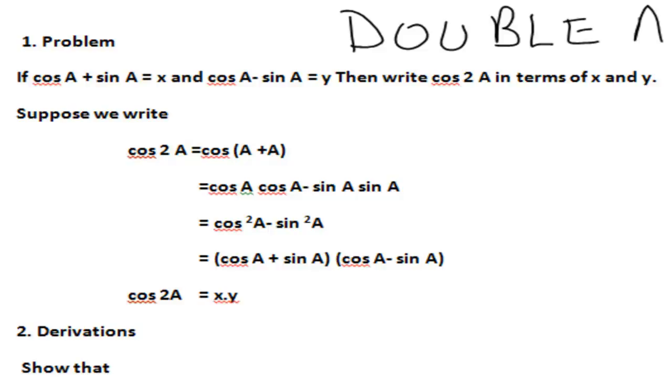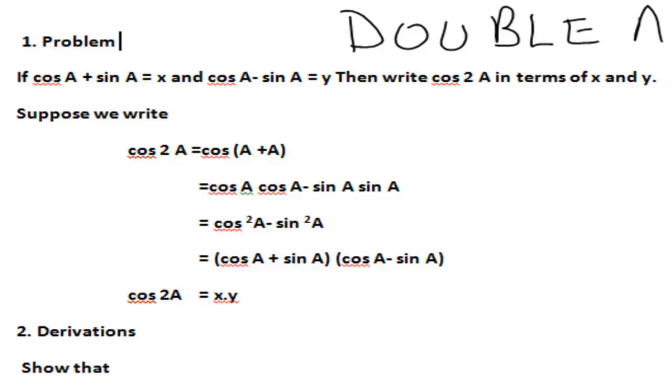x and y. Now suppose cos of 2a is cos of a plus a, then we can use this as a double angle, but wherever we have the b, we replace it by a. So this is cos a cos b, which is now becoming cos a minus sine a, which is cos squared a minus sine squared a. Now cos squared a minus sine squared a is cos of a plus sine of a into cos of a minus sine of a, which is obviously the difference of two squares, and you are given them as x and y, so cos 2a is xy. So that's your first derivation.